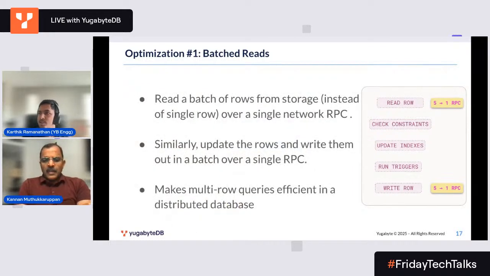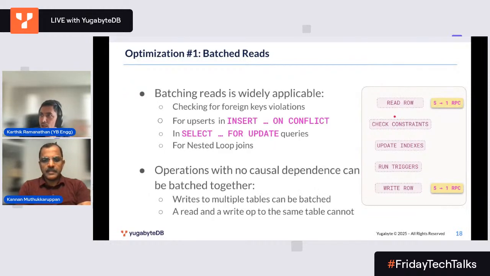So this process of reading a batch of rows over a single network RPC and similarly writing it back makes multi-row queries very efficient in a distributed database. And it turns out that this concept is more generally applicable and has many use cases in a distributed database. We, in fact, reuse the same concept with slight modifications for checking things like foreign key violations, for batching nested loop joins, for implementing upsert semantics, and so on.